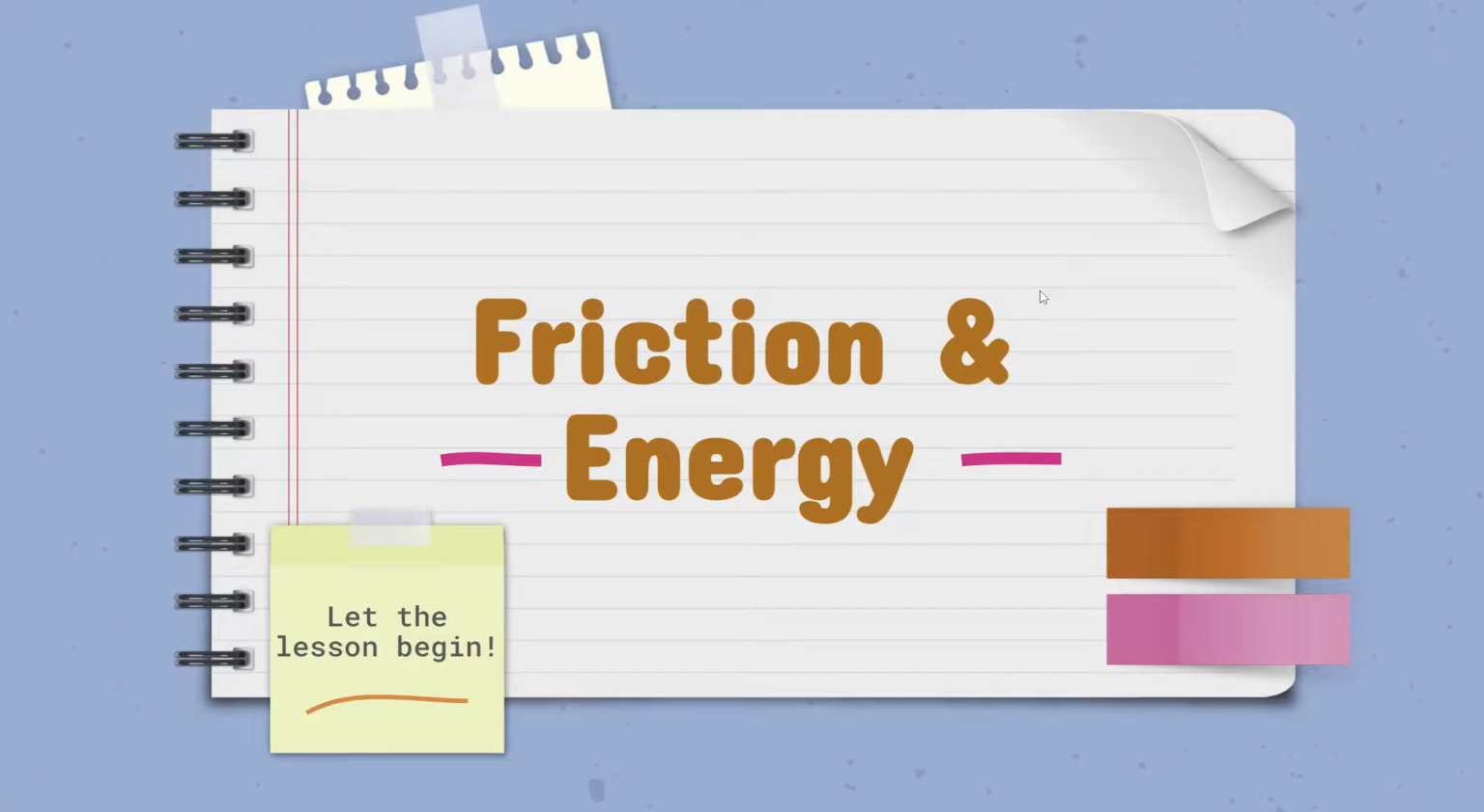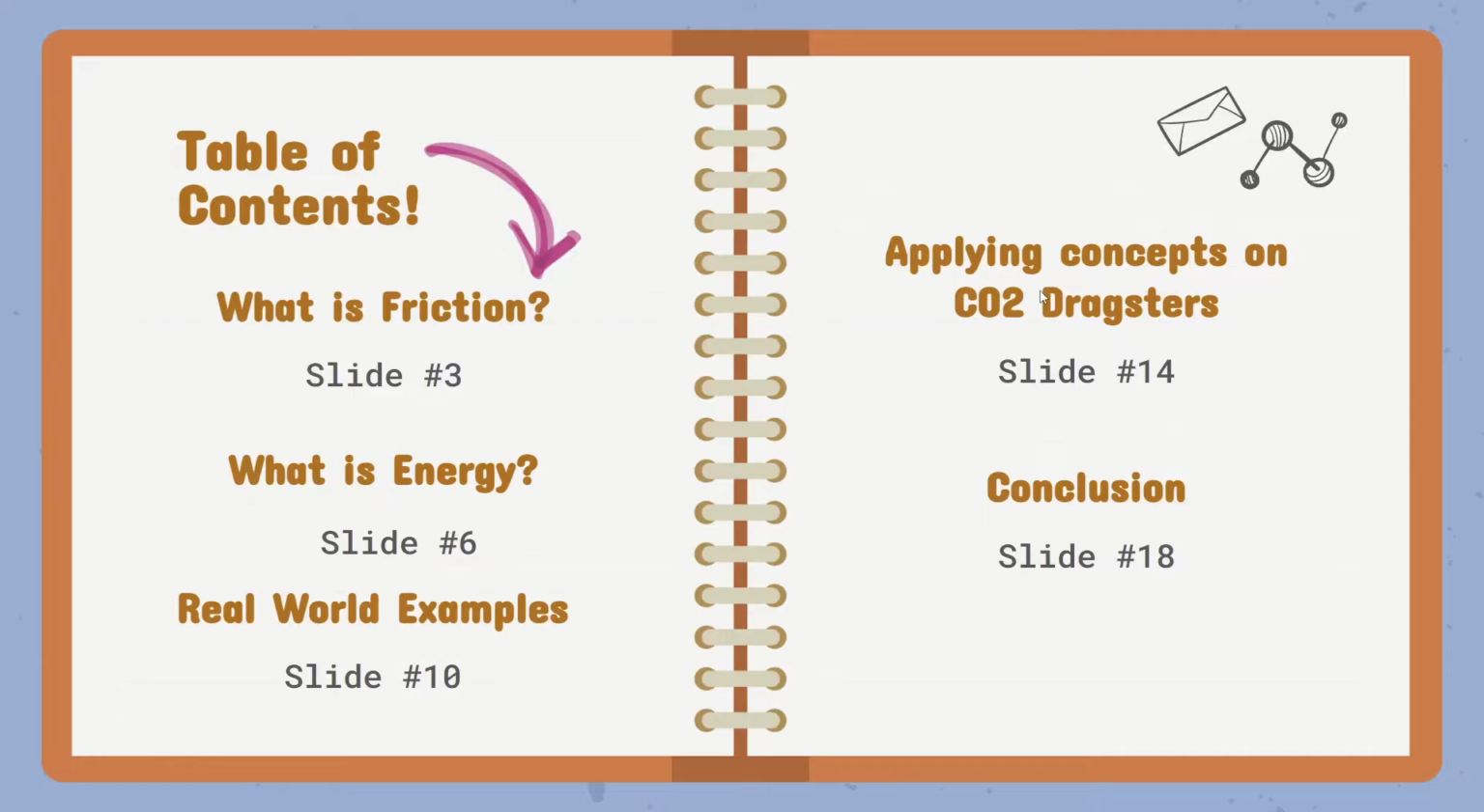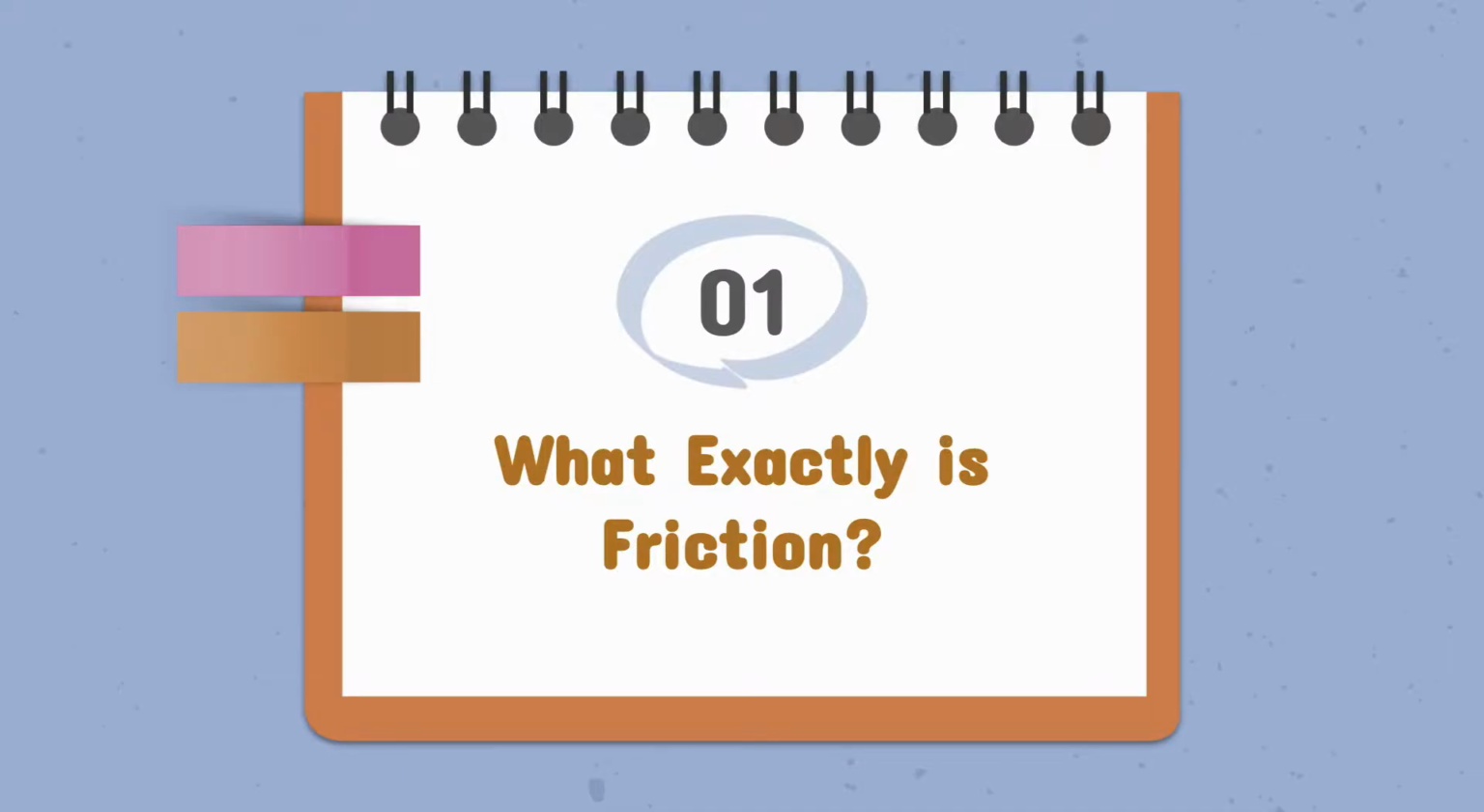Friction and energy. Let the lesson begin. So now today we're going to be learning about what exactly friction is, what exactly energy is, and some real-world examples of these concepts, and applying these concepts to our CO2 dragsters. So let's start with number 1.